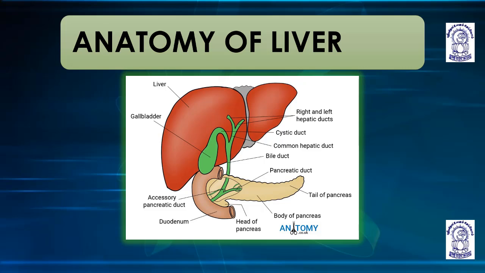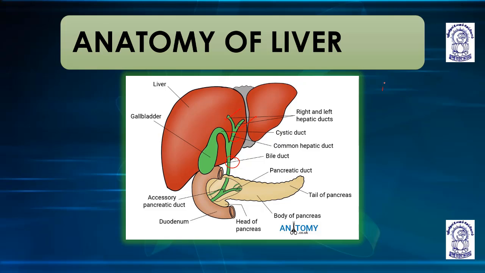This is the anatomy of the liver. You can see the right lobe and the left lobe. The right hepatic duct and the left hepatic duct. Then this is the cystic duct from gallbladder. Right and left hepatic ducts form the common hepatic duct. The cystic duct merges with the common hepatic duct to form the bile duct.